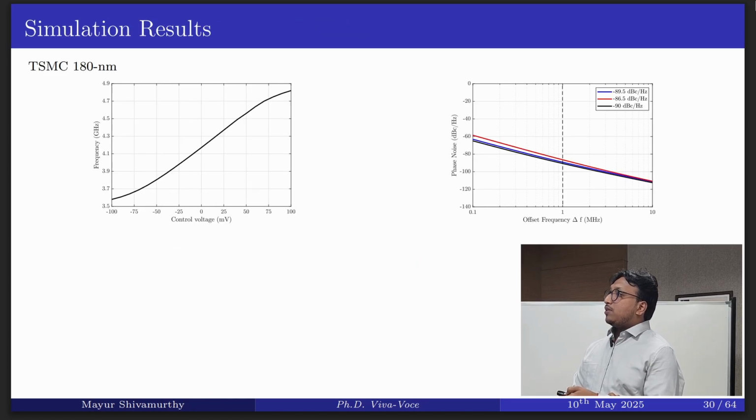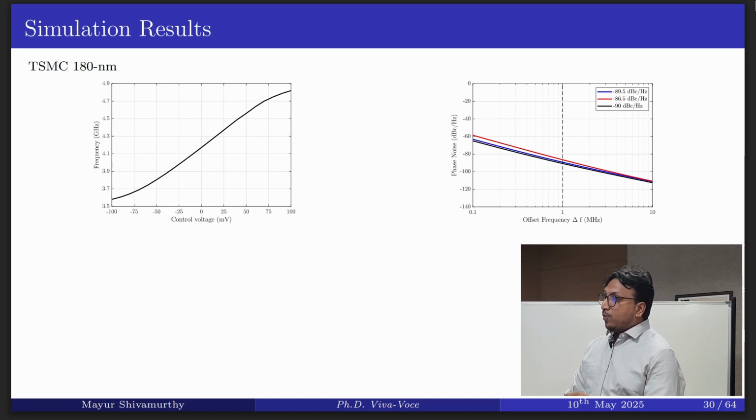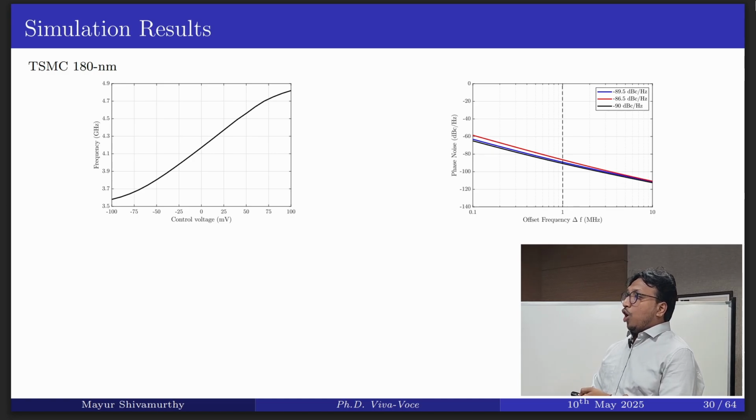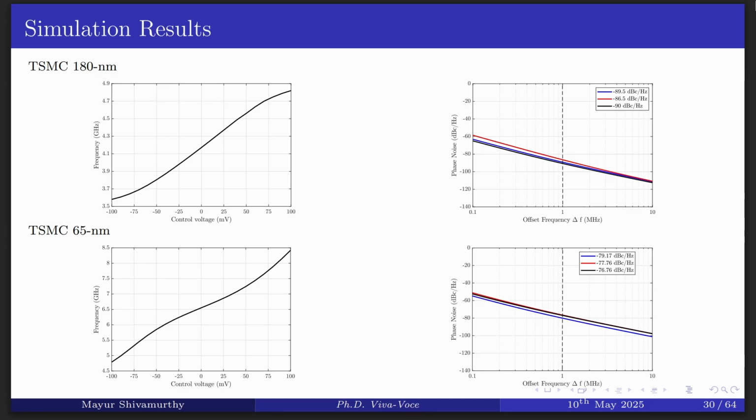The first one, the three-stage VCO, was designed and implemented in TSMC 180 nanometer technology. By varying the control voltage from -100 millivolts to +100 millivolts, the frequency tuning range was from 3.6 gigahertz to 4.8 gigahertz, and the phase noise was from -86.5 to -90 dB. The similar architecture was implemented in TSMC 65, and the frequency tuning range was from 4.7 gigahertz to around 8.4 gigahertz, and the worst phase noise is around -76.76.